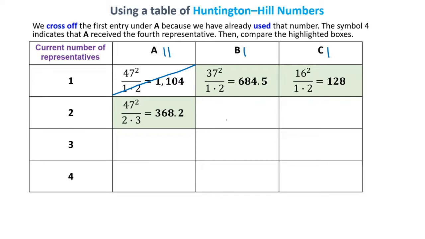And now we compare those Huntington Hill numbers. 300, 600, 128. Now you see that the greatest is the Huntington Hill number for B. So B gets the next representative. How many have we already assigned? 2, 2, and 1, 5. But we are assigning 8. We have 3 more to assign.